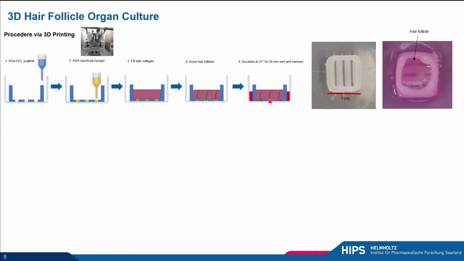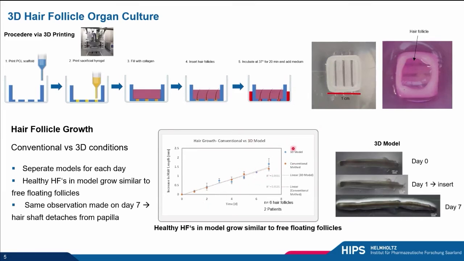And by that, we created some kind of channels for direct nutrition supply, at least to the level of our hair follicle bulbs. And then we compared again the hair growth to our conventional culture. And we saw, okay, here the blue line is the 3D model, the orange line the conventional method. And we saw, looks quite equal. So there was nice progress. And we saw also, again, the same phenomenon in the 3D model on day 7, the detachment and the hair cycle change. But we have quite a big time range, at least from day 0 to day 5, 6, to make any kinds of experiments.